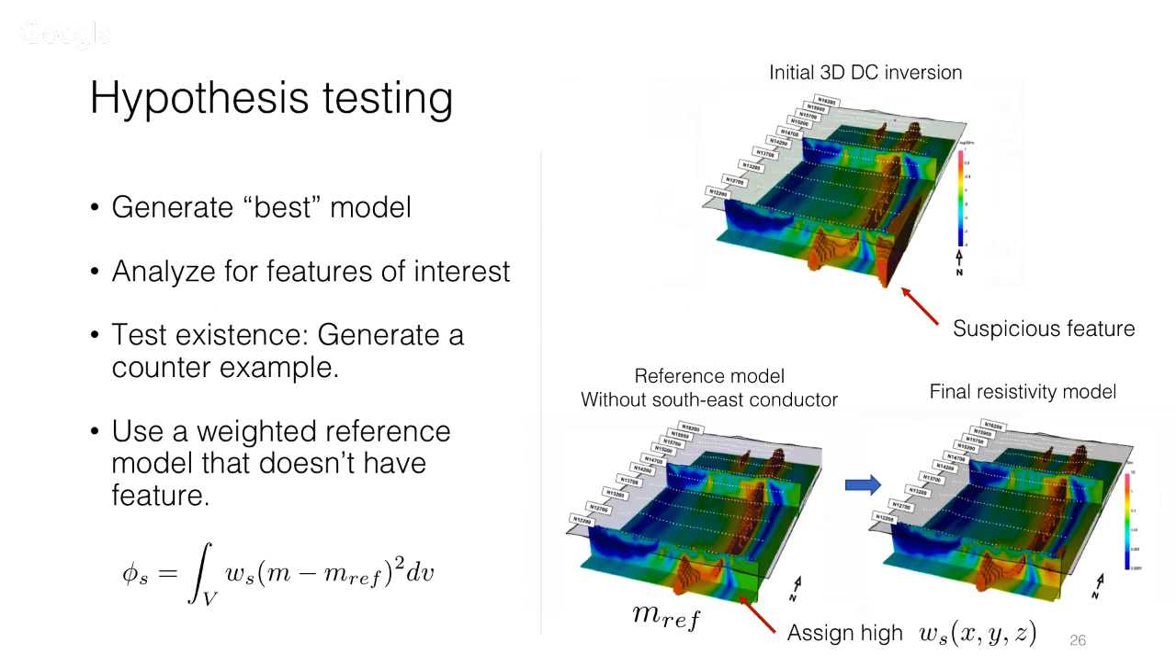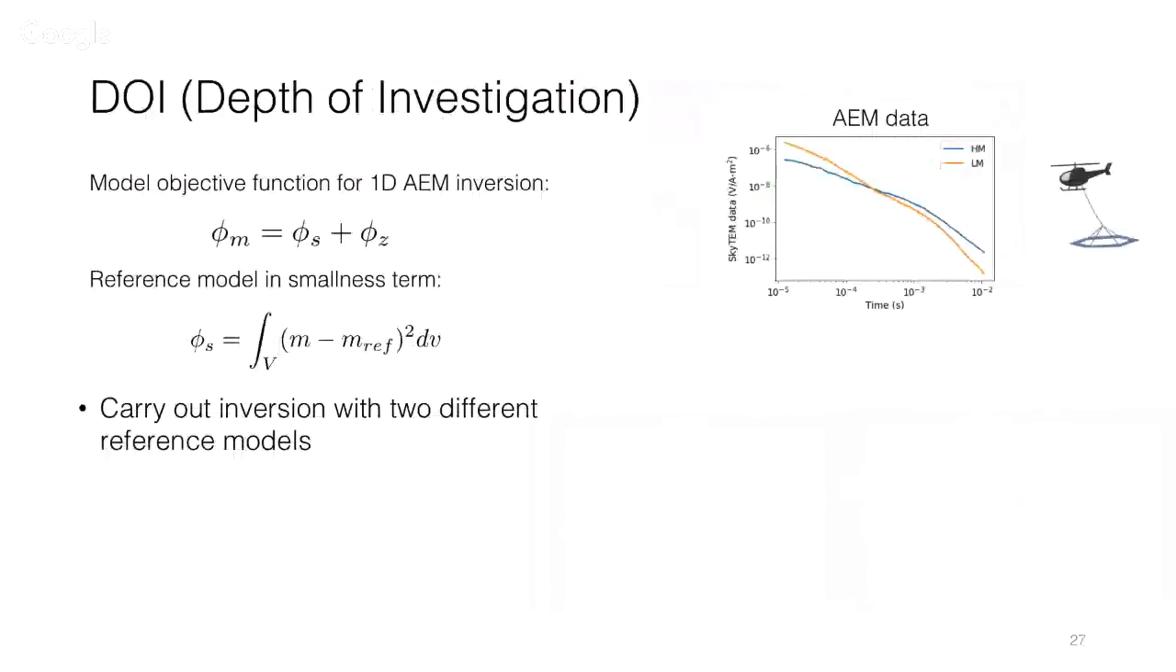So that's one way of doing it. We call it hypothesis testing, and we've used that a number of times to help clarify whether something is really demanded by the data or not. Something else that's actually been very useful for us is, in particular surveys, to try to characterize just how deeply you're seeing with a particular survey.